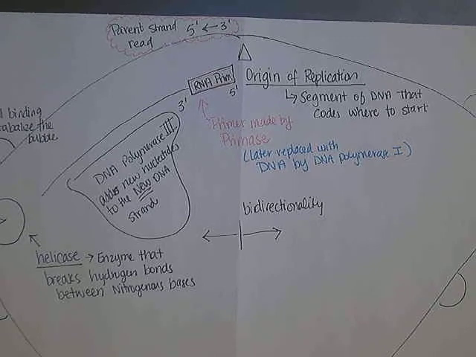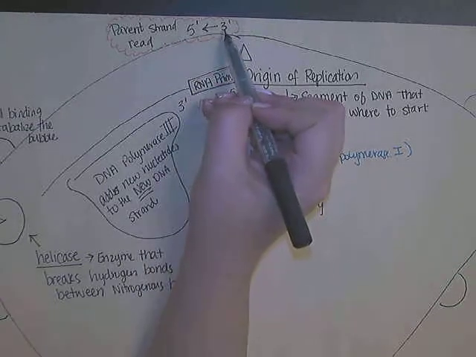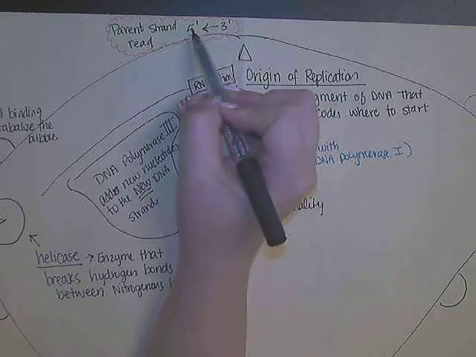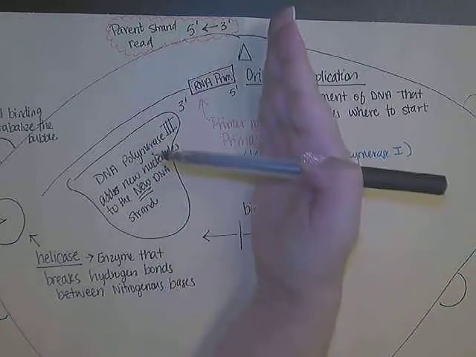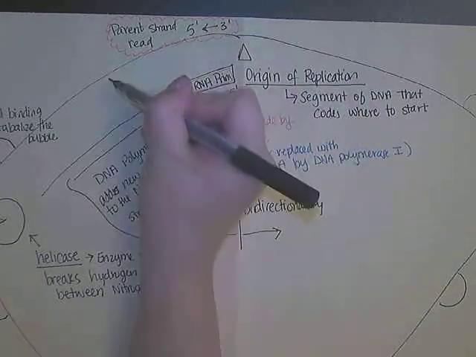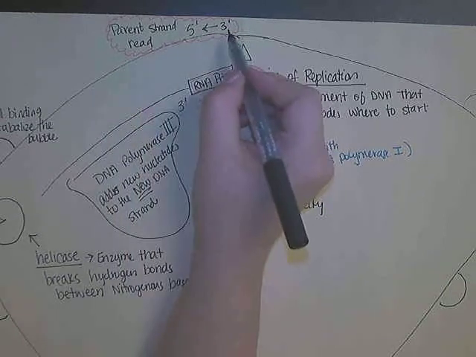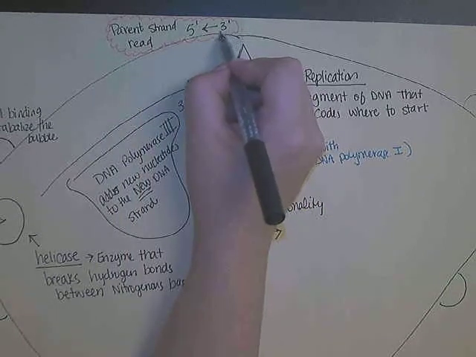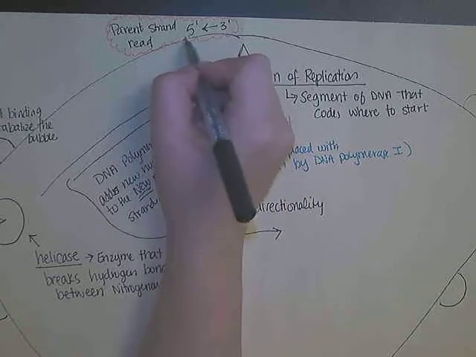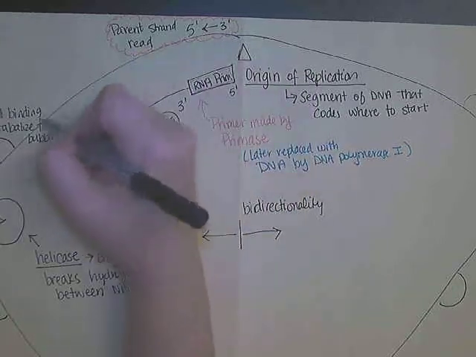So because DNA is antiparallel, one strand will be read from 3 to 5. In other words, from the origin of replication towards our replication fork, we're going to encounter the third carbon or the third OH group, then the fifth OH group, and that's going to be that parent strand.